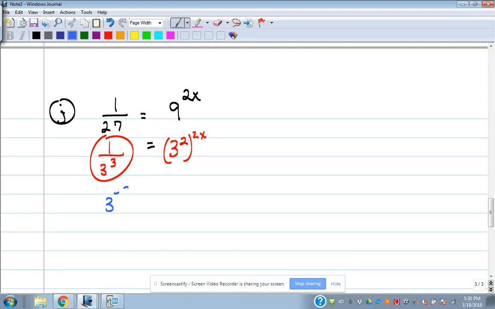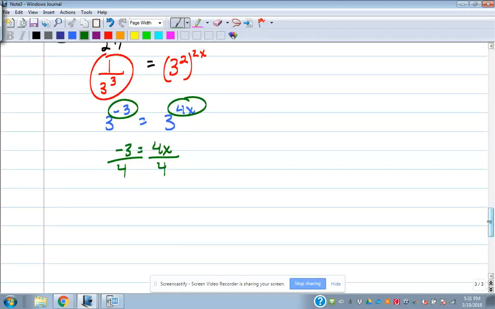So how do I make this not a fraction? Yeah, it's 3 to the negative 3 equals 3 to the 4x, right? Because 2x times 2, that's where the 4x is coming from. And then now we got an easy equation to do. Divided by 4. X is negative 3/4. Okay, that's fun.